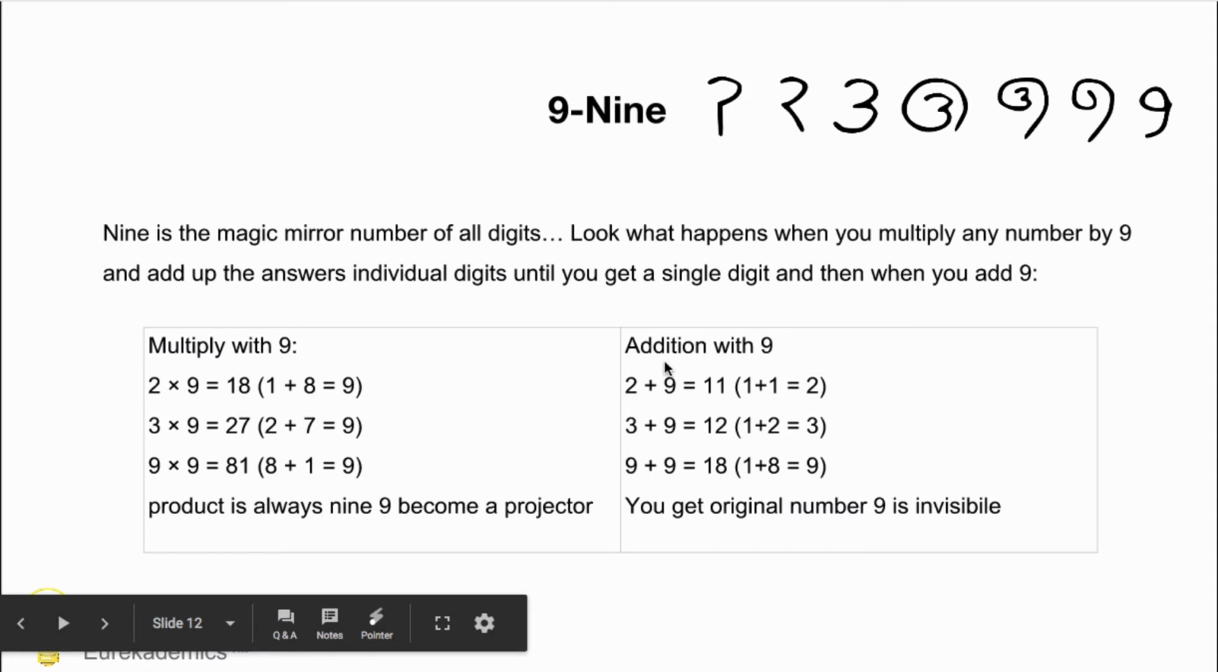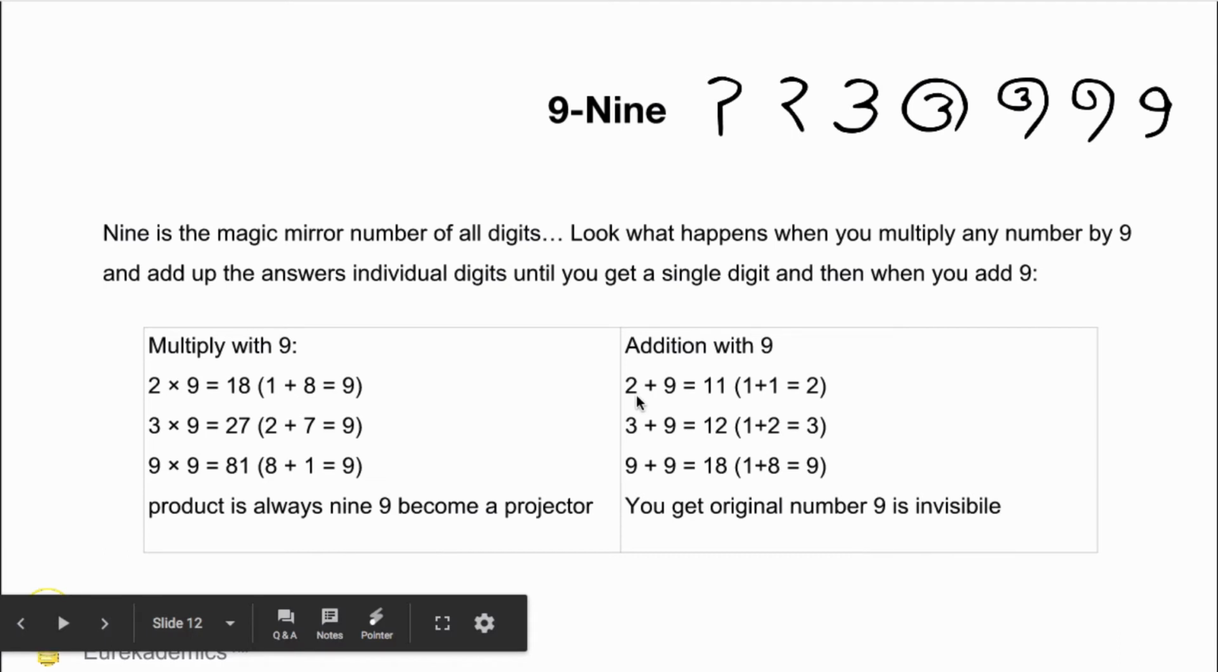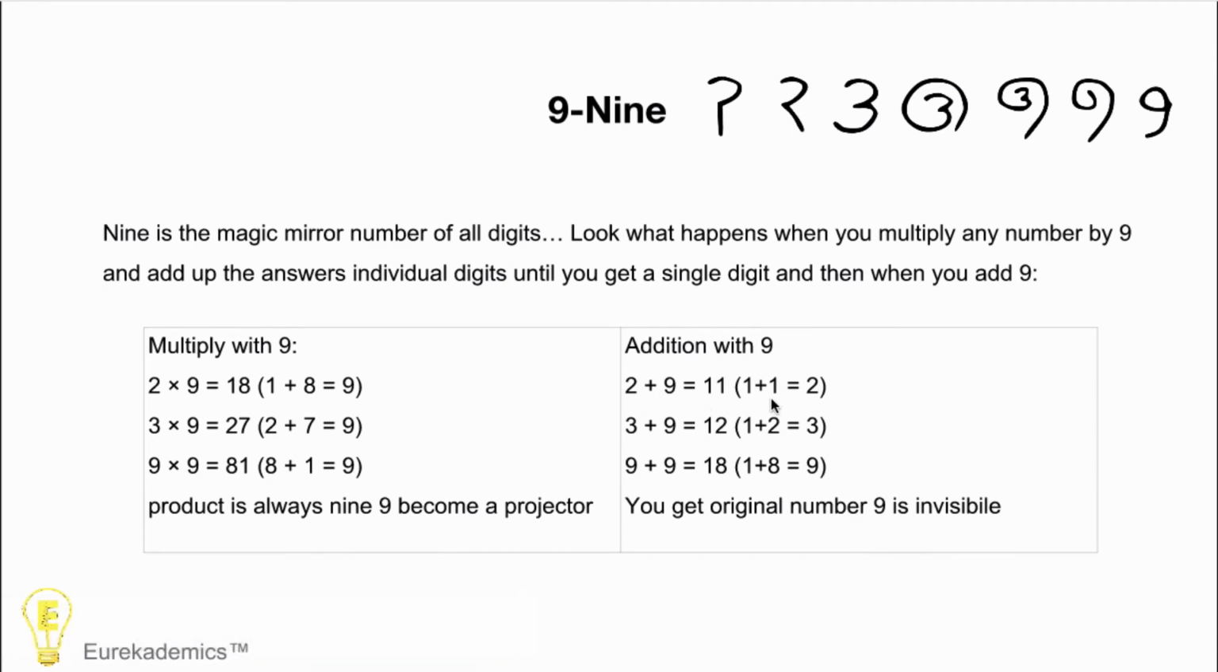But when we add 9 to other digits, it's kind of like invisible. Check this out. 2 plus 9 is 11, which is 1 plus 1, which is 2. What I'm using here is called recursive addition, a really fun way to look at the universe and see how numbers are everywhere. We're just adding digits. If we have 2 digits, we add them until we get 1. If we had 3 digits, we would keep doing this until we get a single digit.